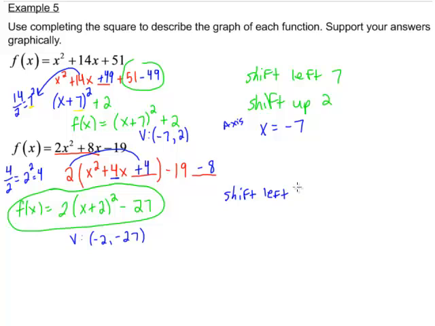So we would shift left 2, down 27, and then that 2 in the front is a vertical stretch of 2. The way we do these problems, we are not really going to have to deal with horizontal stretches and shrinks, because we want the 2 to be on the outside. So, a vertical stretch of 2.